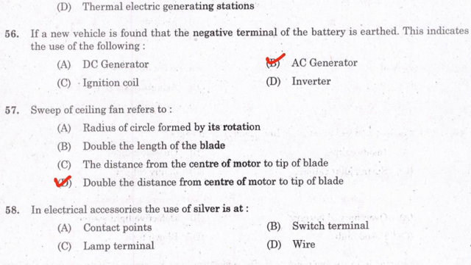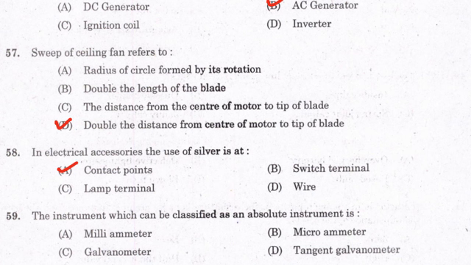Next question. In electrical accessories, the use of silver is at contact points, switch terminal, lamp terminal, wire. The right answer is option A, contact points. The instrument which can be classified as an absolute instrument is milliammeter, micrometer, galvanometer, tangent galvanometer. And the right answer is option D, tangent galvanometer.